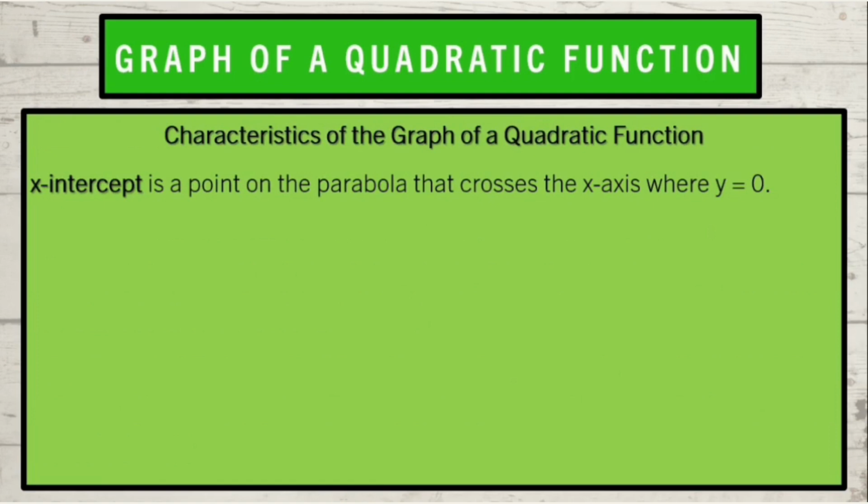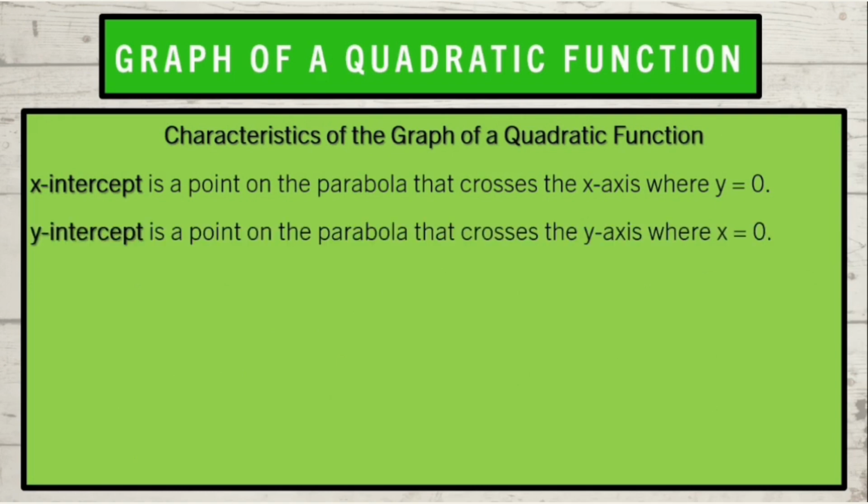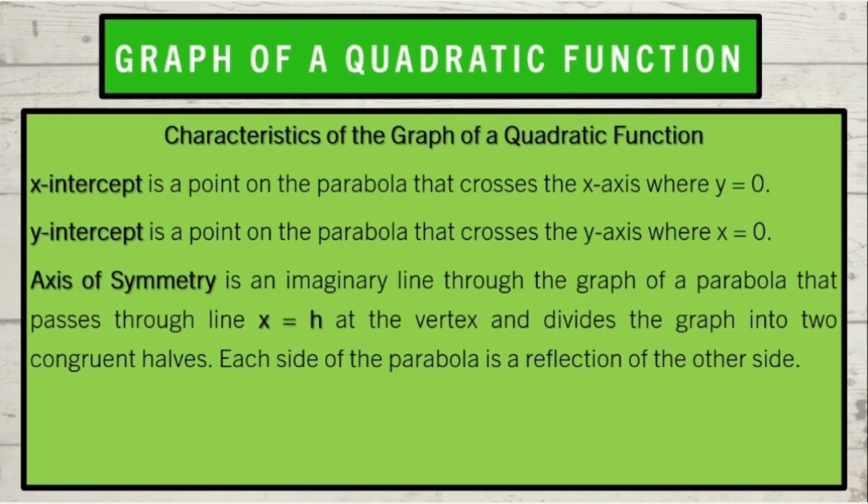We also have the x-intercept. It is a point on the parabola that crosses the x-axis where y is equal to 0. We have the y-intercept. It is a point on the parabola that crosses the y-axis where x is equal to 0. We also have the axis of symmetry. It is an imaginary line through the graph of a parabola that passes through the line x = h at the vertex and divides the graph into two congruent halves. Each side of the parabola is a reflection of the other side.